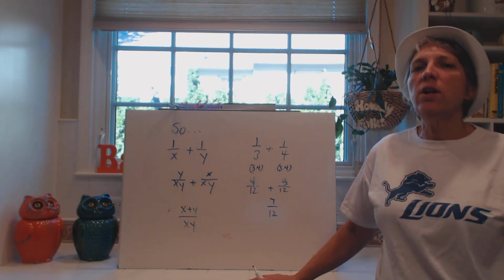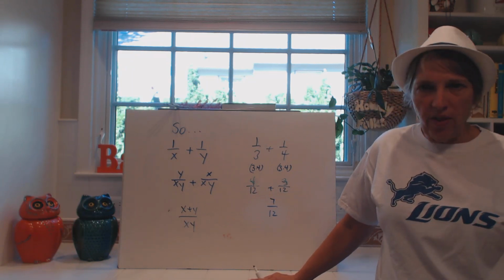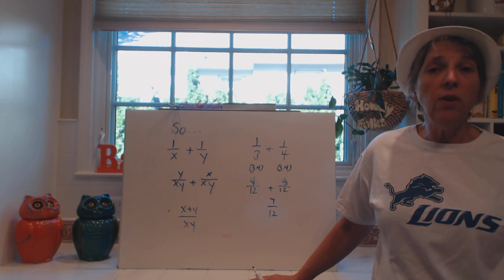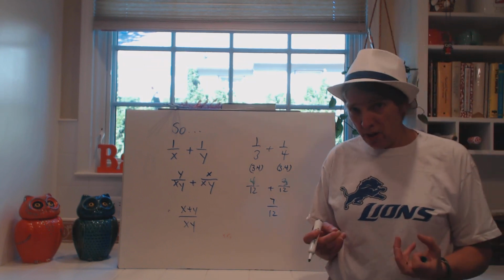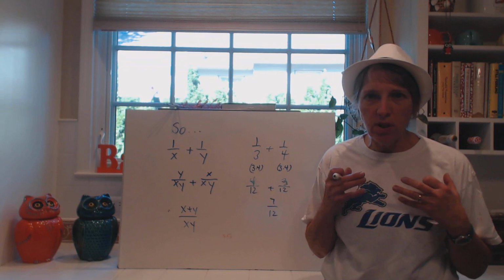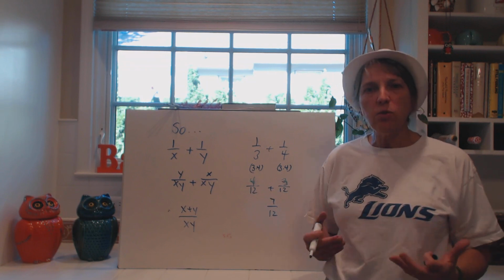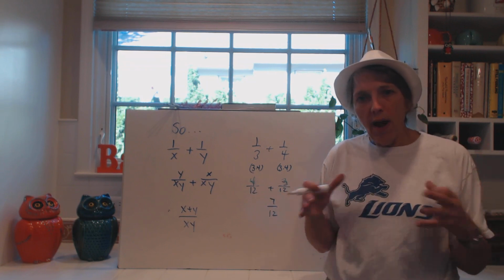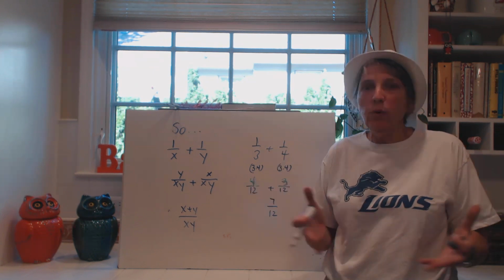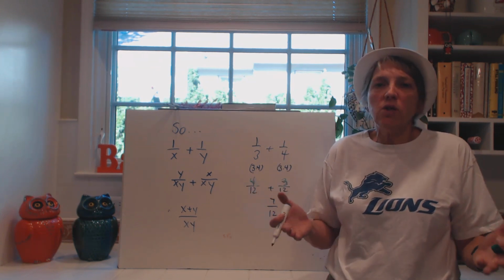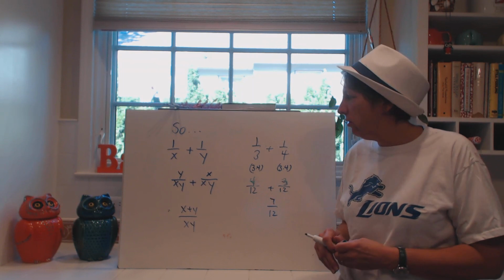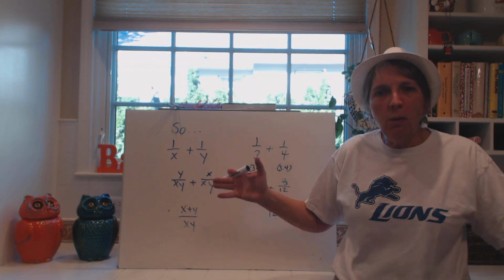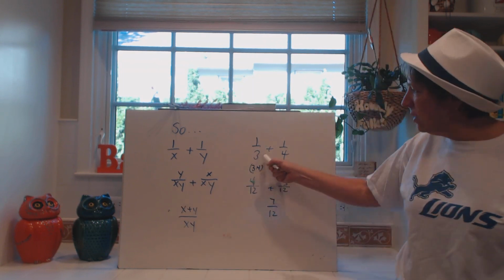X and Y are different numbers. We have no idea what they are. We just know they're different because we have different variables. So if we have different variables, they represent different numbers. In the first one, when it was over X, they're the same number. We just don't know what it is, so we can treat it just like we did the first one on fourths. But this one, we're going to combine just like we did the 3 and the 4.